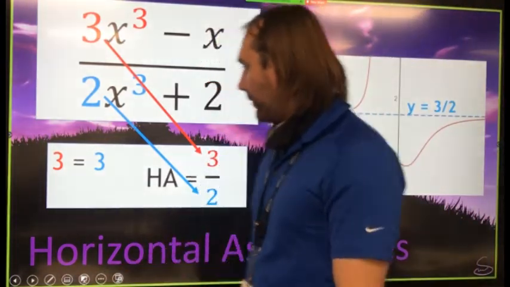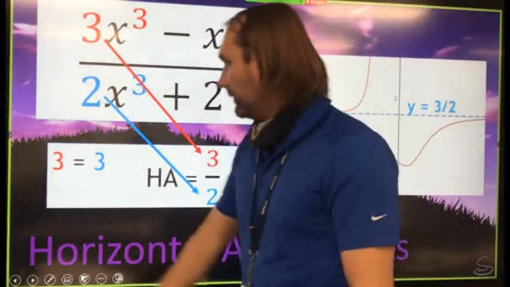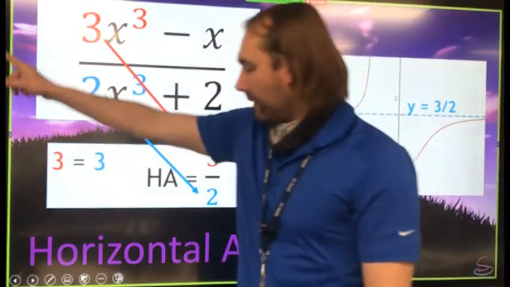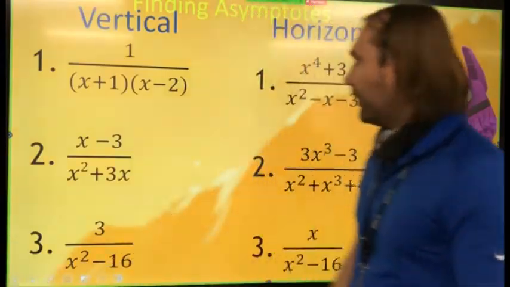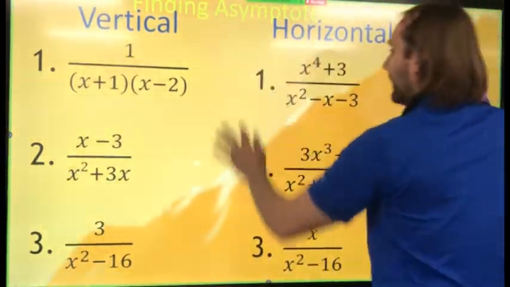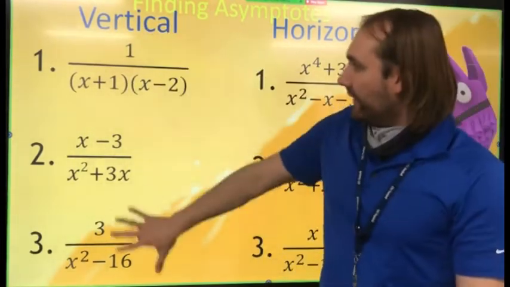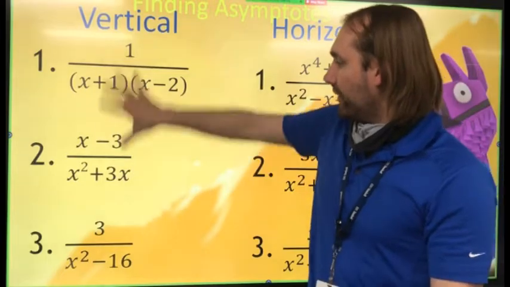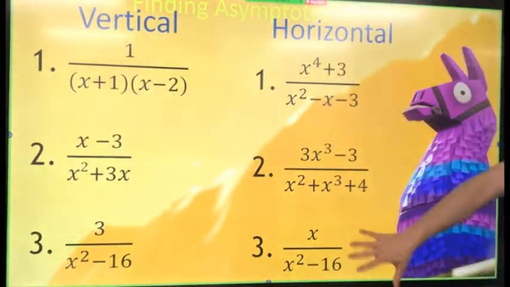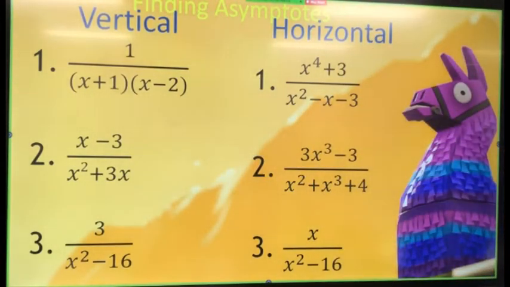That's how we identify horizontal asymptotes via the table. I've written all this here so you can reference. Go ahead and practice while I take my attendance. The first three here on the left side, only find the vertical asymptotes. The three on the right side, find the horizontal asymptotes.